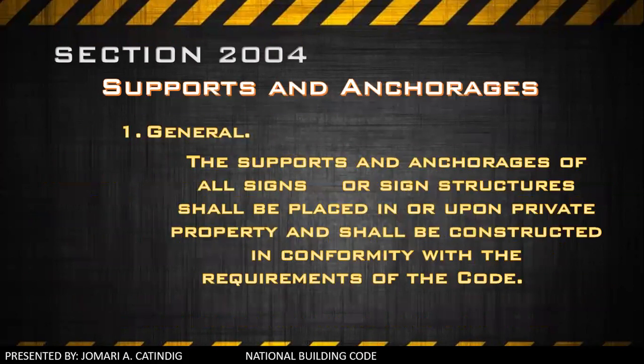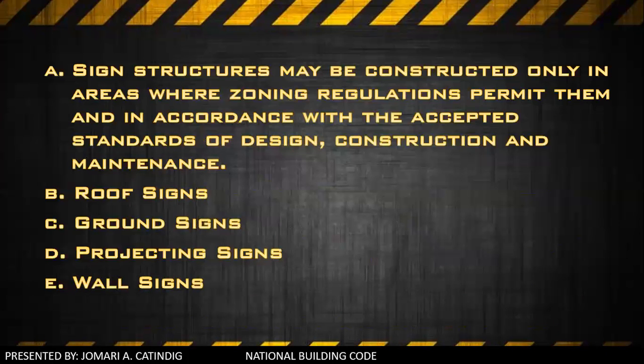Next is Section 2004, the supports and anchorages. Number one is the general. The supports and anchorages of all signs or sign structures shall be placed in or upon private property and shall be constructed in conformity with the requirements of the code. Under the general, letter A: sign structures may be constructed only in areas where zoning regulations permit them and in accordance with the accepted standards of design, construction, and maintenance.